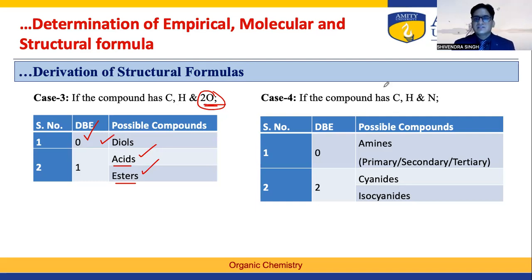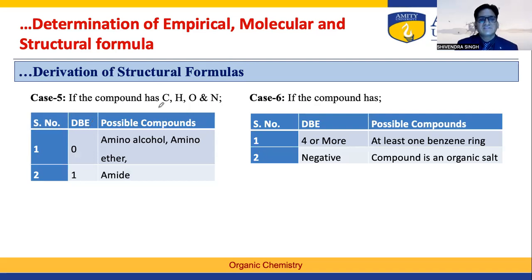If we say that in our molecular formula we have carbon, hydrogen, and a nitrogen atom, and on the basis of this molecular formula we have calculated that the dB value is 0, then we can say it could be an amine. An amine can be primary, secondary, or tertiary, but it must be a saturated amine because there is no double bond in the molecule if dB is 0. If dB is 2, then it can be a cyanide or isocyanide, because they have two double bonds. We already know.